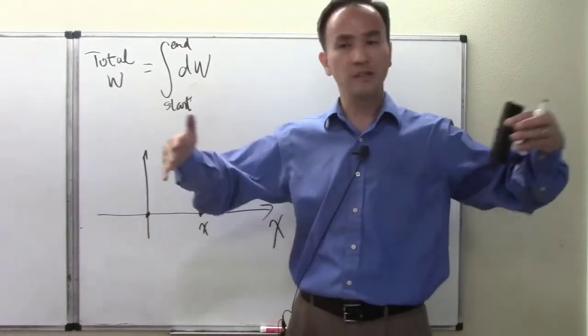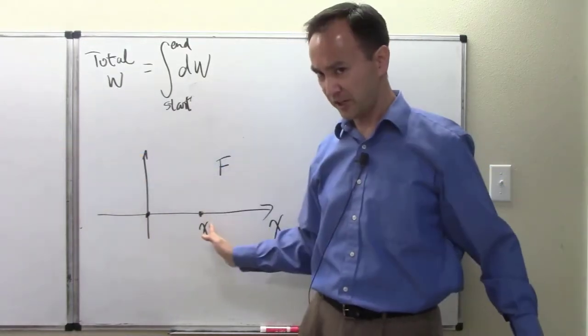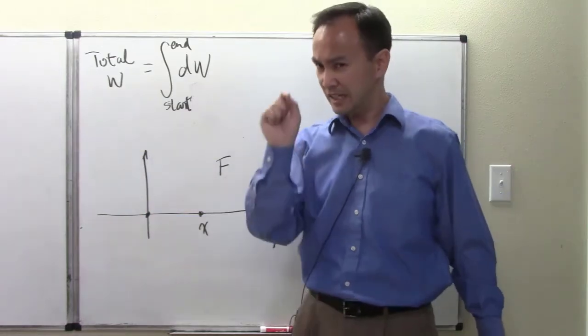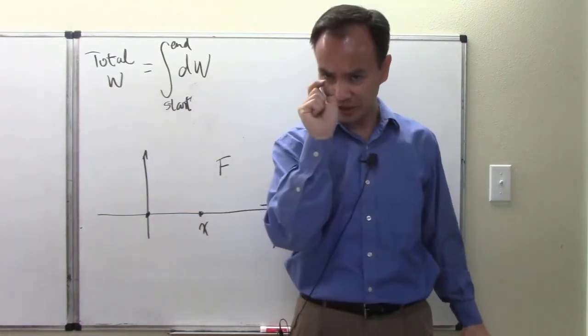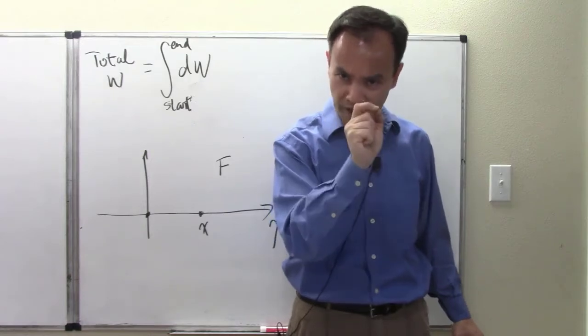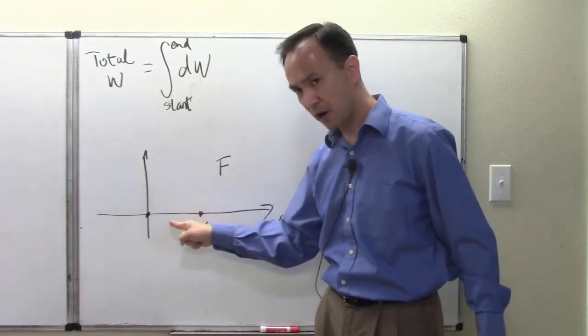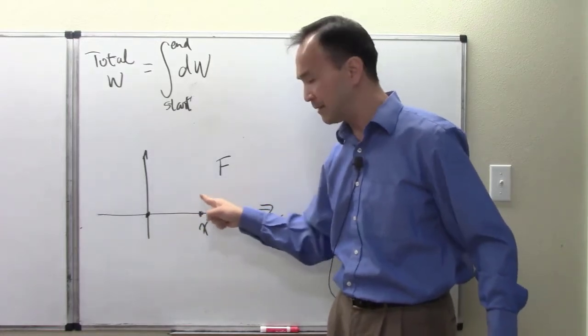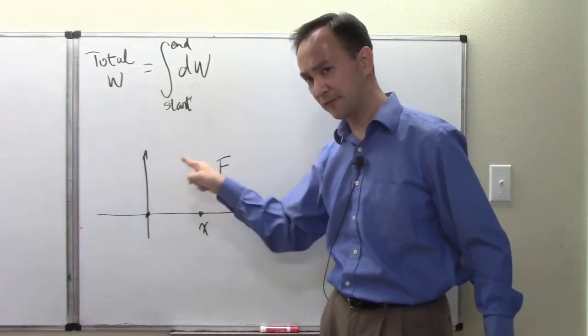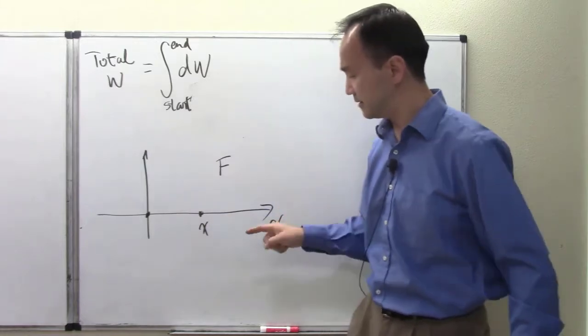An object doesn't always have to be big. This object here is a small object. It's only an infinitesimally small object, just a single point on the x-axis. Okay, but now as we move that particle on the x-axis, the amount of force we're exerting on it is changing.